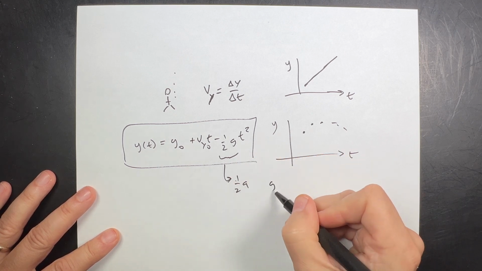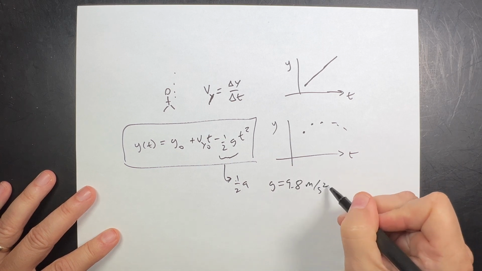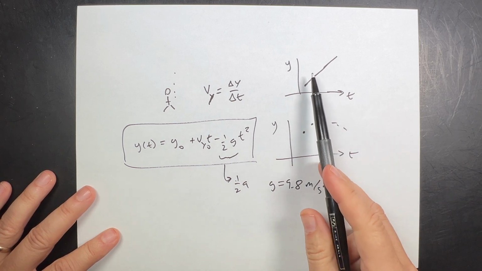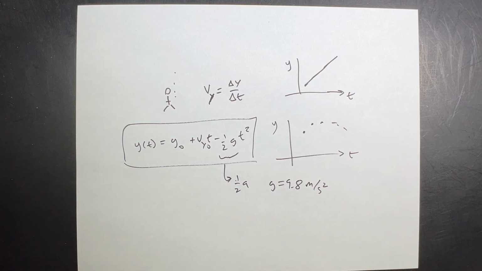And I can compare that to g, which is 9.8 meters per second squared. So those are the two things I want to do. I want to find the velocity, and then I want to look at the acceleration. Let's do it. Switching back to the computer.